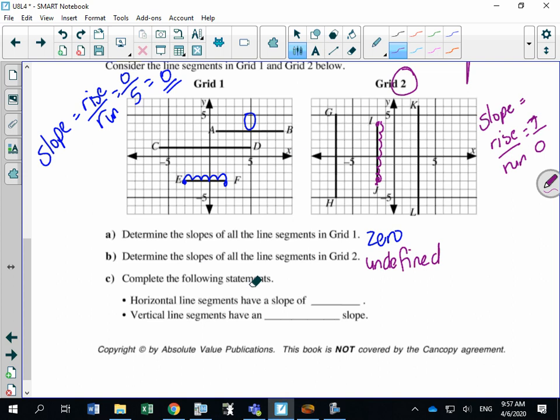Complete the following statements. Horizontal lines, so this is a horizontal line, have a slope of 0. Vertical lines, there's your vertical line, vertical line segments have an undefined slope.